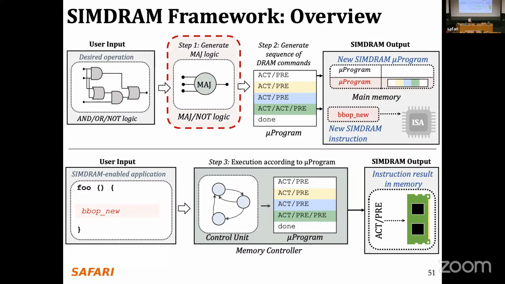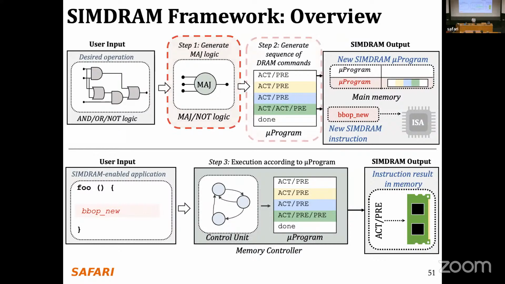In the first step, the user inputs to the framework a representation, in terms of logic gates, of the operation that needs to be done. For example, a ripple carry adder circuit, or the add and shift circuit for multiplication, or the equivalent one for division. The first step is going to translate this circuit, which is represented using AND, OR and NOT gates, into a circuit with only majority and NOT gates.